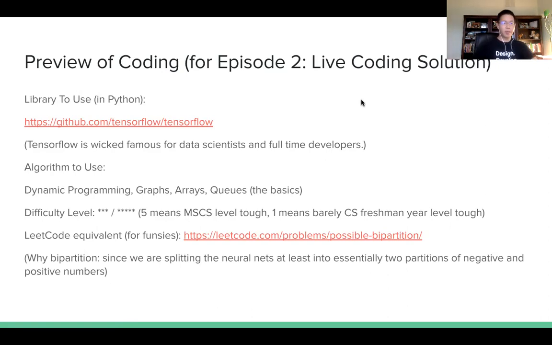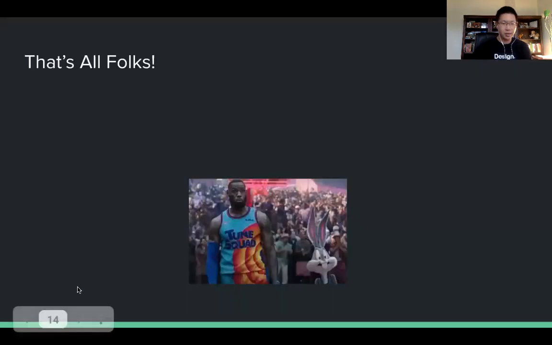And why we're doing bipartition, this is a fancy way of basically saying we're splitting neural nets into two. We're basically saying all the positive partitions are on one side, all the negative partitions are on the other. So it's sort of like tug of war, one side with negatives, one side with positives.